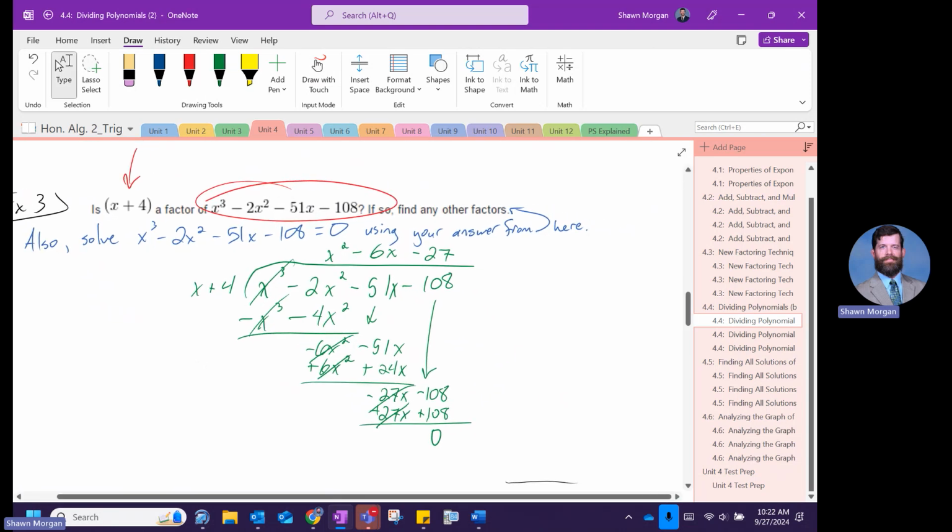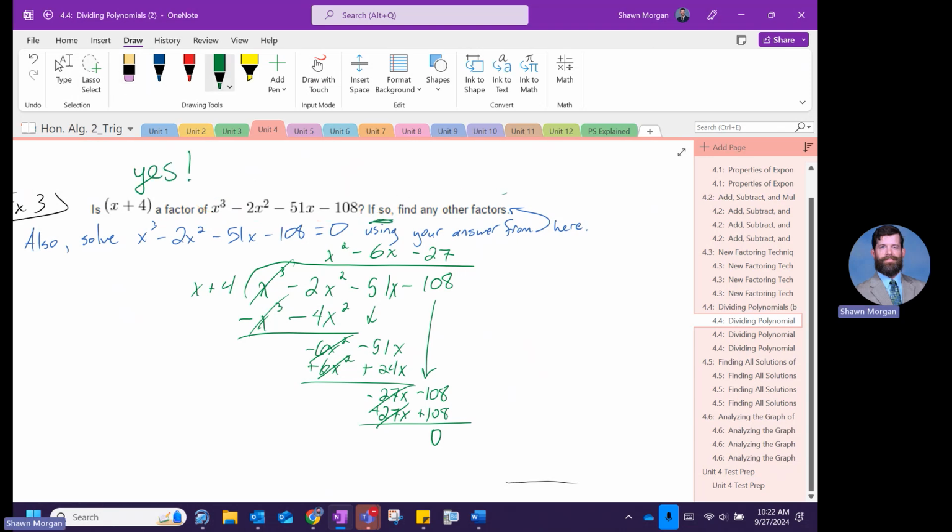Okay. So how would you answer the question? First of all, is that a factor? What do you think? We would definitely say, yes, it is. Okay. So we're going to answer. It's a yes question. So we say, well, yes, it is. And it says, if so, find any other factors.